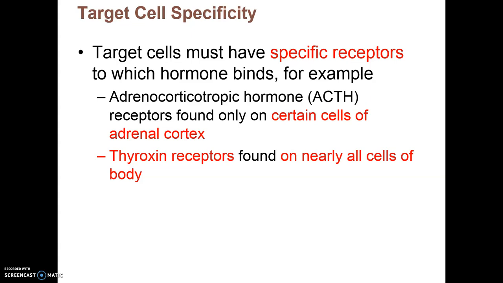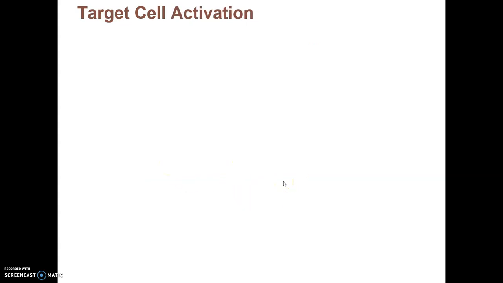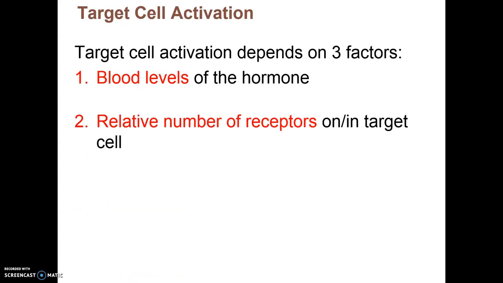So a target cell must have specific receptors to bind a specific hormone. For example, adrenocorticotropic hormone, released by the anterior pituitary, binds to the receptors on certain cells of the adrenal cortex. Thyroxine receptors are found in all the cells of the body.